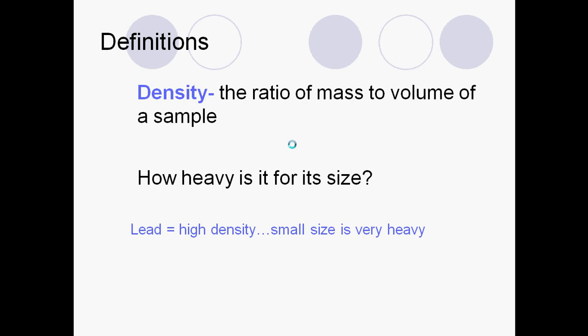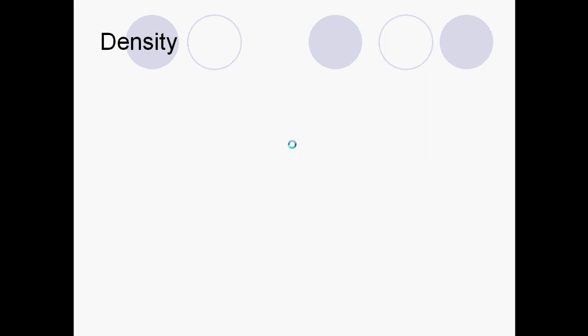Lead is very dense. You can have a very small sample of lead and it's very, very heavy. Where air is very, very low density, you can have a very large sample of air and it weighs very, very little. So this is the equation that we use for density, mass over volume. V points down, so the V is always on the bottom of this equation.